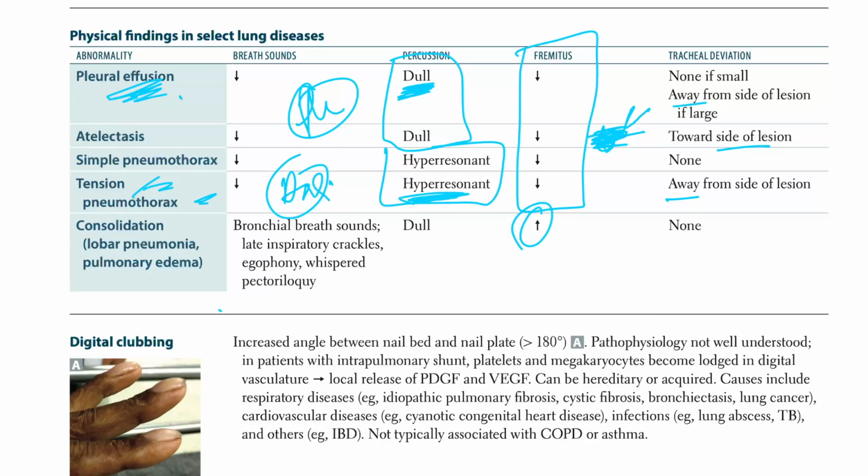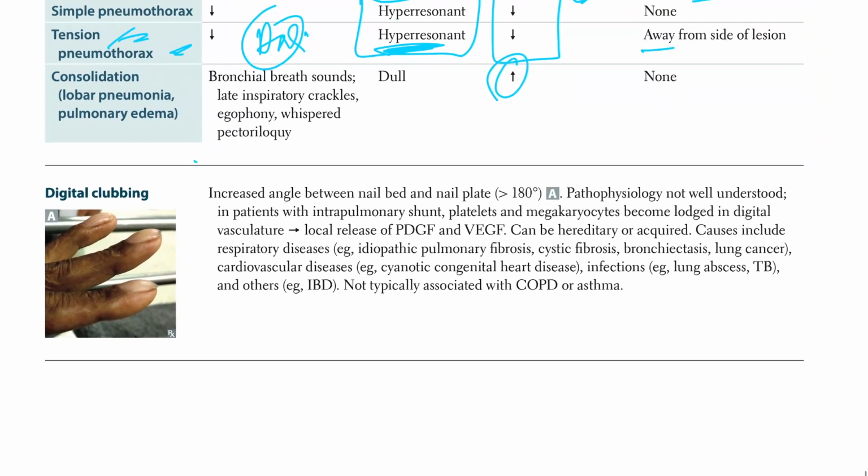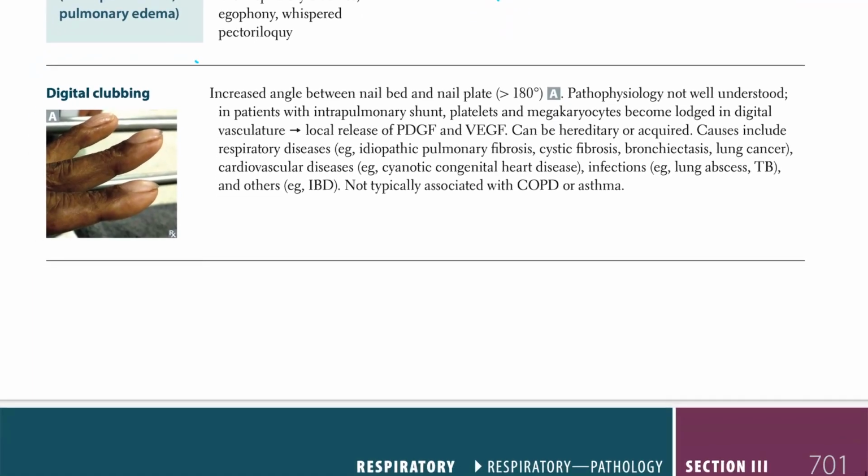Okay, that's all for this one. Moving on with the digital clubbing. Digital clubbing, increased angle. You can see the angle is increased right here. The increased angle between the nail bed and the nail plate greater than 180 degrees.